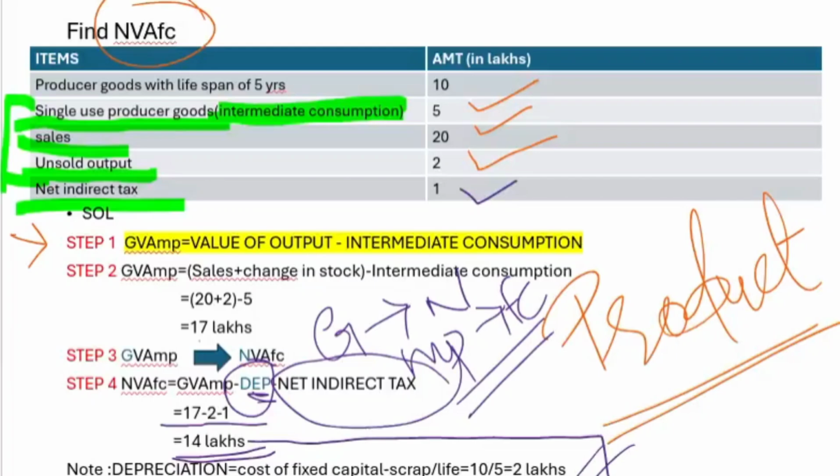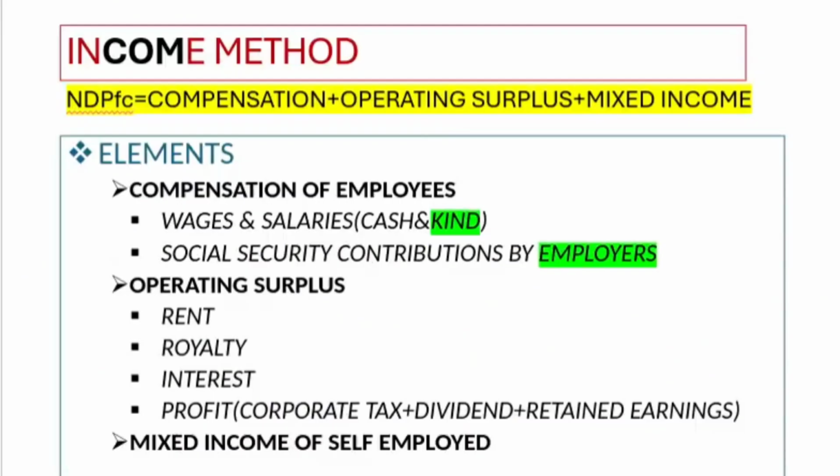Now we are moving on to the next method, that is basically the income method. COM is highlighted in bold for a purpose, because NDPFC is a resultant of the main formula, or we can say, the golden formula. C for compensation of employees, O for operating surplus, and M for mixed income.